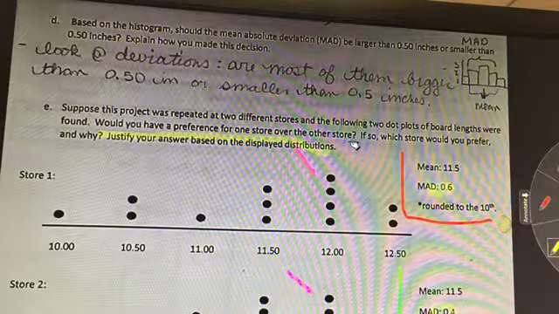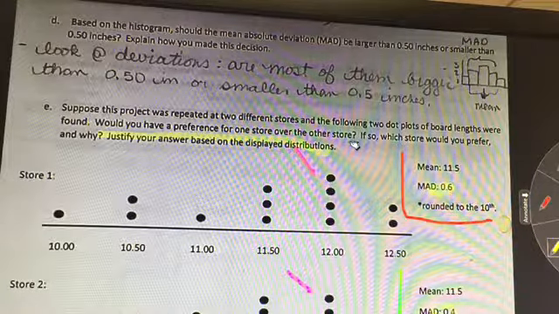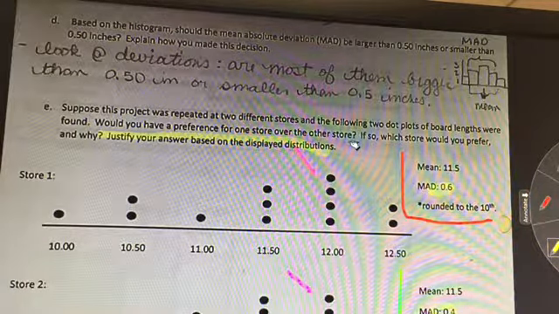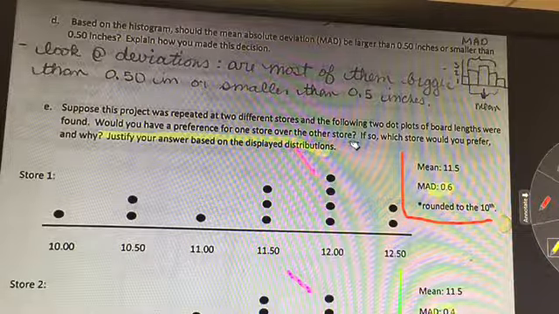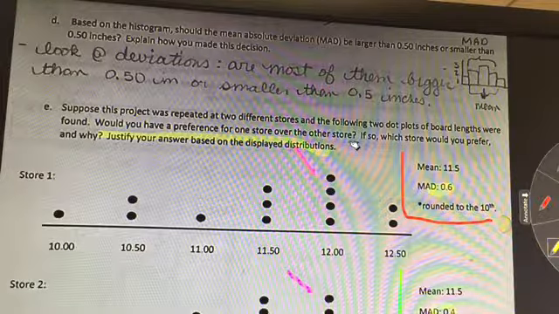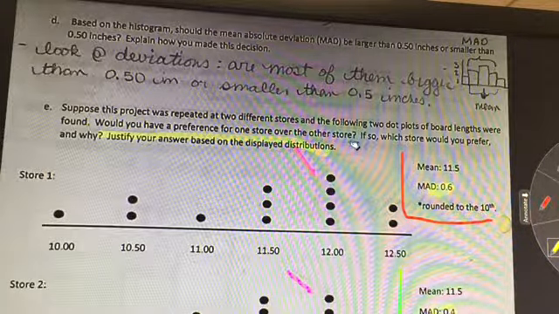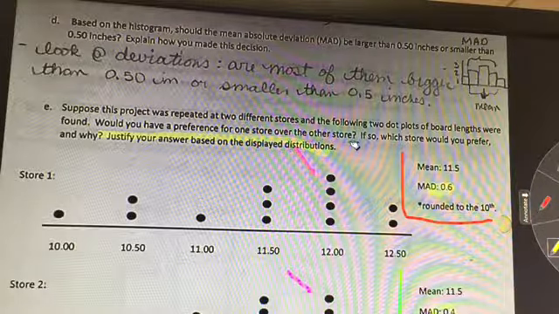How do you know based off of this distribution that there's less variability though? Because they're all closer together, compared to store 1 where it's all spread out across the graph. Remember, we use numbers. In our justifications, we use numbers.